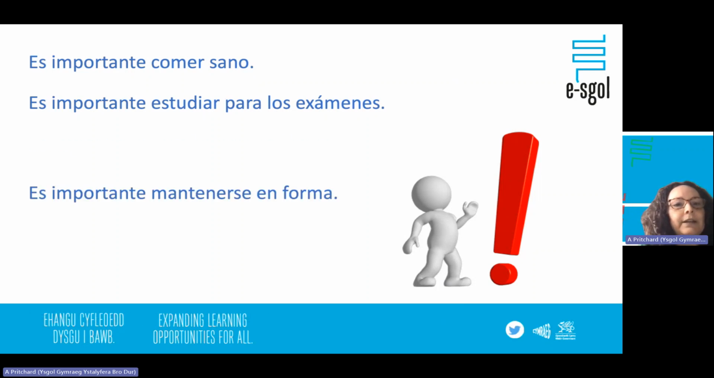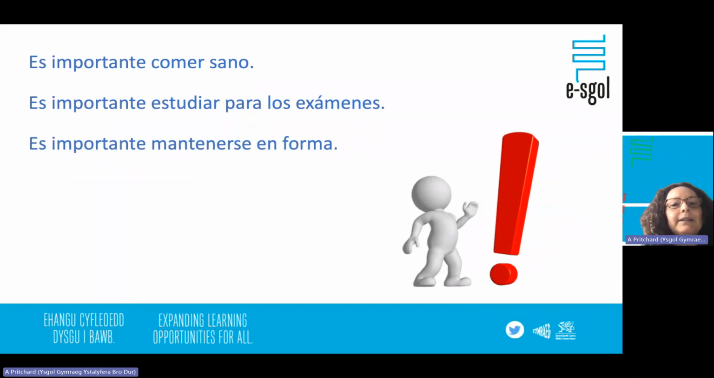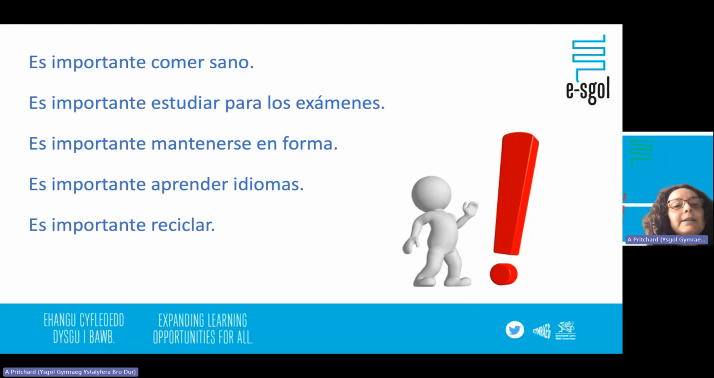I can go on. So there's another example, es importante mantenerse en forma. So it's important to keep fit. We have a reflexive verb there, mantenerse en forma. We have es importante aprender idiomas. It's important to learn languages. So aprender is to learn. Es importante reciclar. It's important to recycle, and that again now could be linked to the environment.